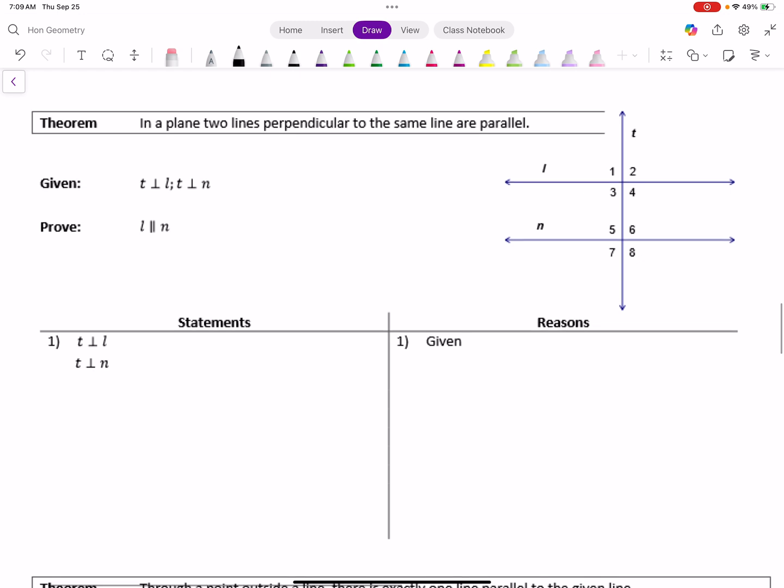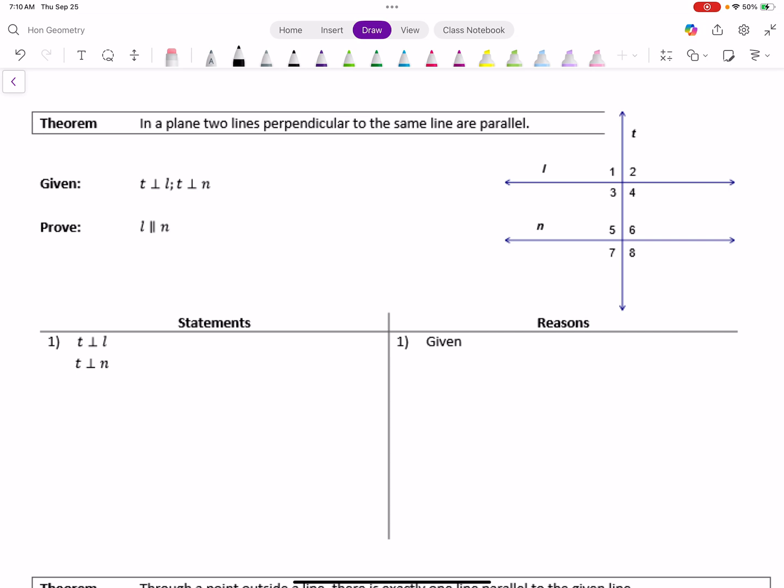All right, so here's another theorem. In a plane, two lines perpendicular to the same line are parallel. And you have to throw in the words "in a plane," because if both these lines aren't in the same plane, they can still be perpendicular to each other, but they won't be parallel to the same line. So stop for a second and picture that, if they're not in the same plane, just to make sure you see why it's so important to be in the same plane.